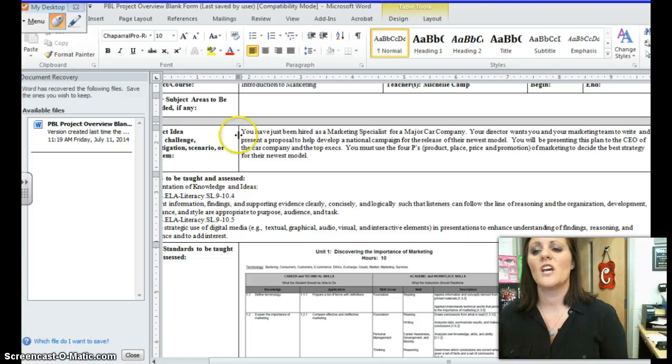Yes. You have just been hired as a marketing specialist for a major car company. Your director wants you and your marketing team to write and present a proposal to help develop a national campaign for the release of their newest model. You will be presenting this plan to the CEO of the car company and the top execs. You must use the 4 P's, product, place, price, and promotion of marketing to decide the best strategy for their newest model car. Okay? So that's what you're going to be doing.